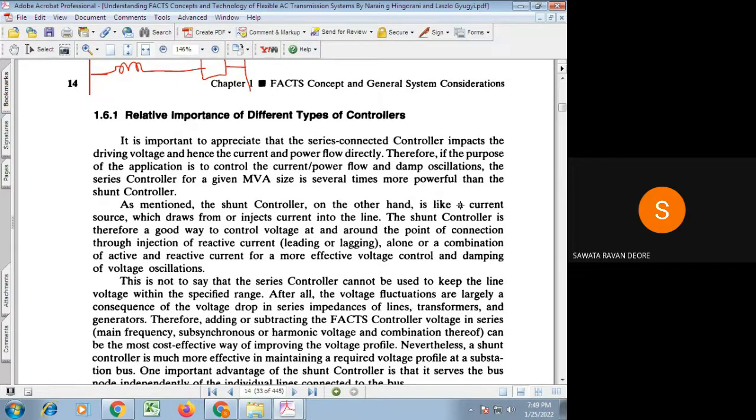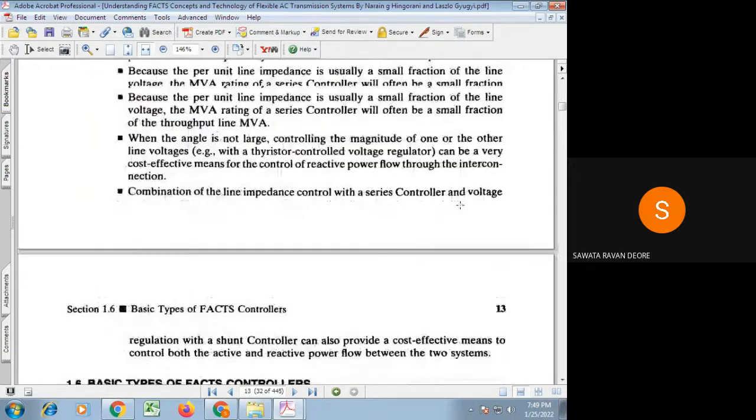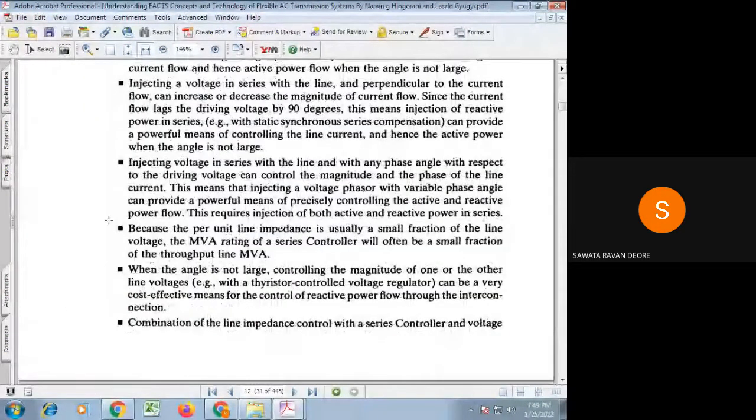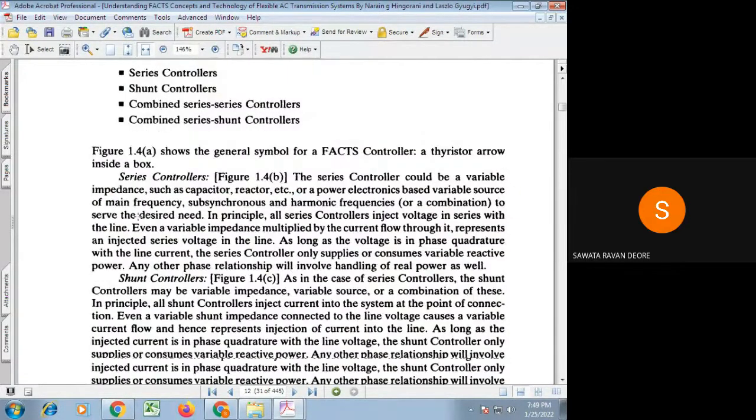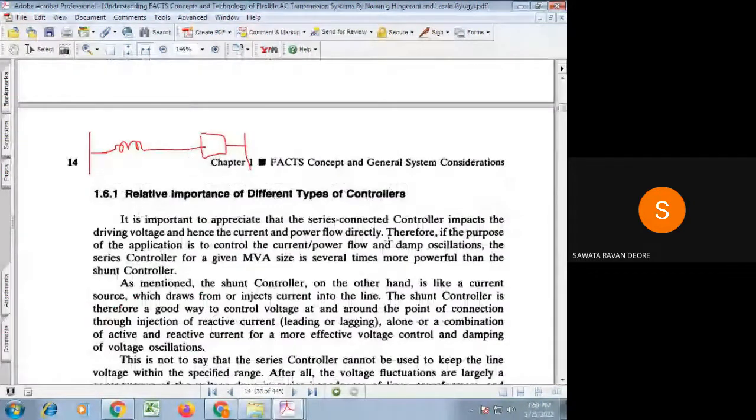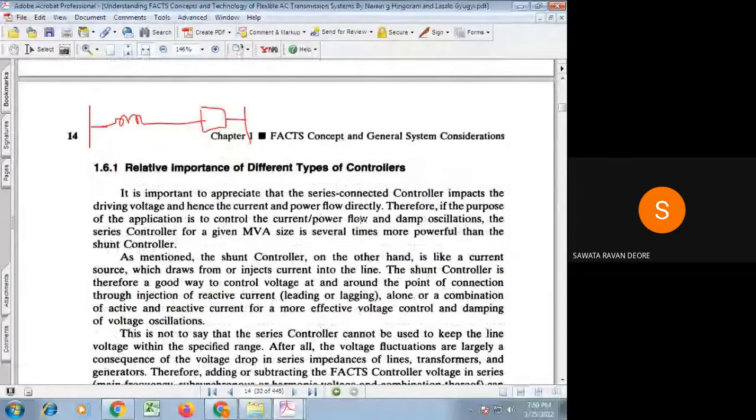As in the earlier discussion, we also mentioned that this static series compensator's rating is very small, a fraction of the overall MVA rating of a transmission system. A small compensator is sufficient to regulate a large amount of power for a given transmission line if we go with a series controller. So we can say significant control over the power flow can be achieved by means of a static series compensator.